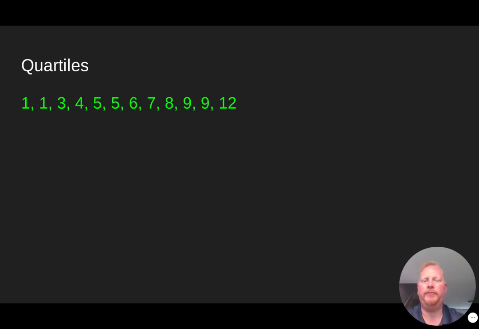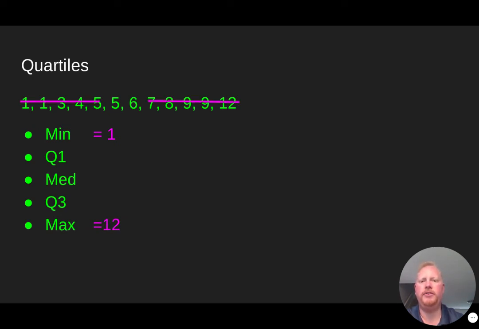Last example. And this example is going to be worst possible scenario. We're going to have to do that thing where we add up the 2 numbers and divide by 2 a lot. So let's go ahead and find these 5 data points. Our minimum is obviously 1. Our maximum is 12. Let's start crossing off numbers.